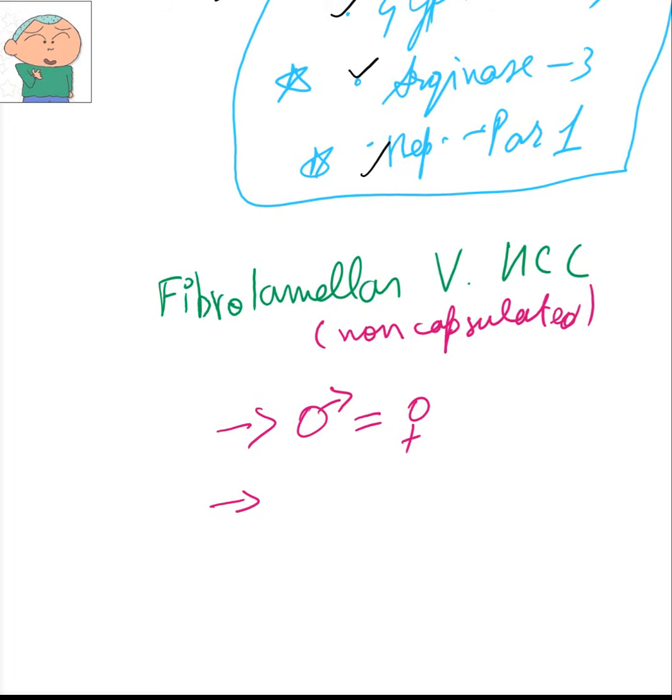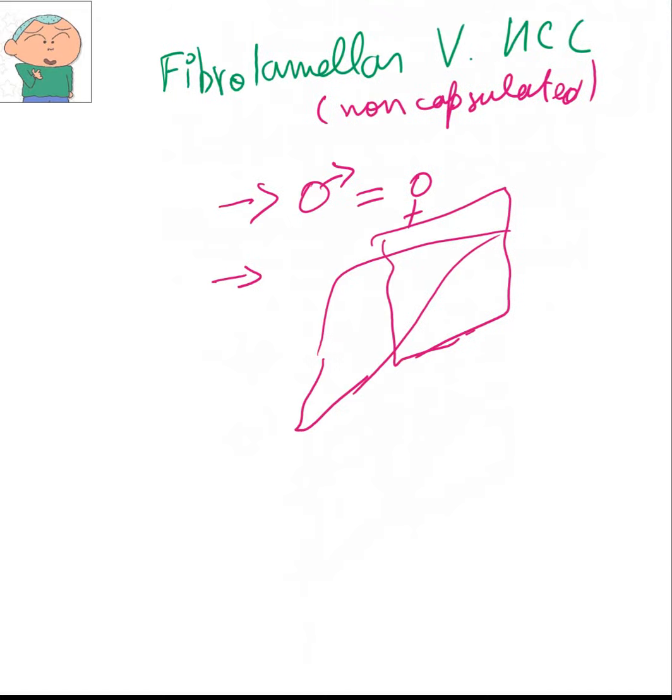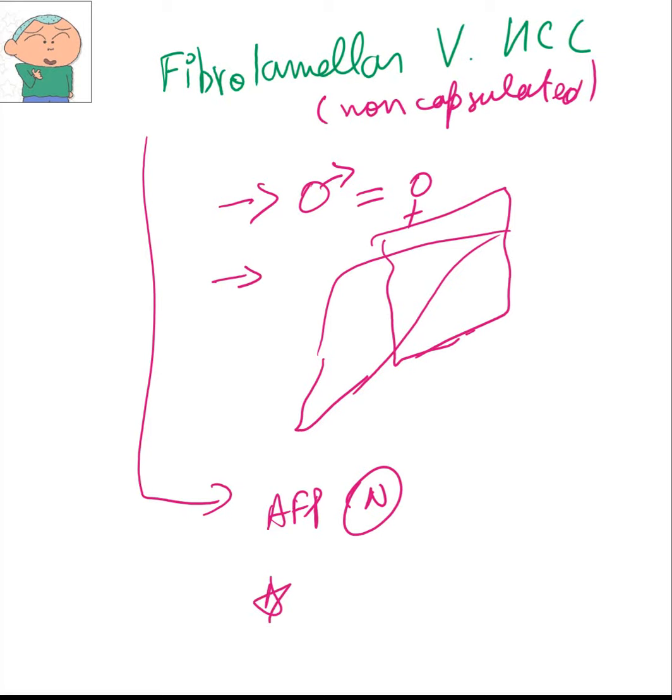It originates most commonly in the left lobe of the liver, the left side of the liver. Alpha fetoprotein levels are normal in the fibrolamellar variant of the HCC, and neurotensin is an important marker to make the diagnosis of the fibrolamellar variant of the HCC.